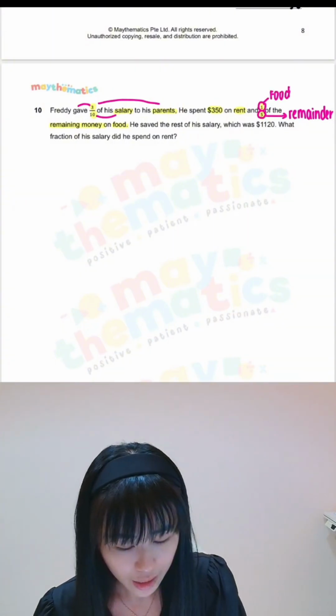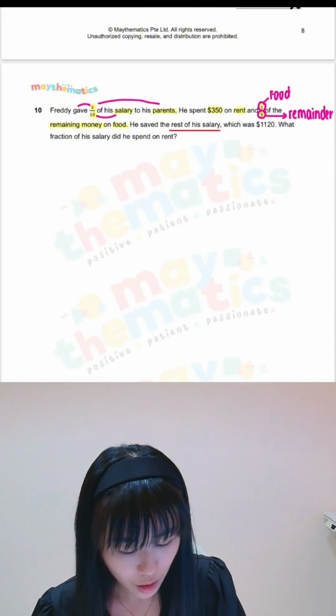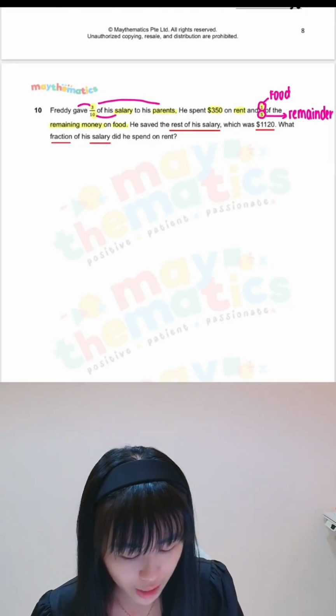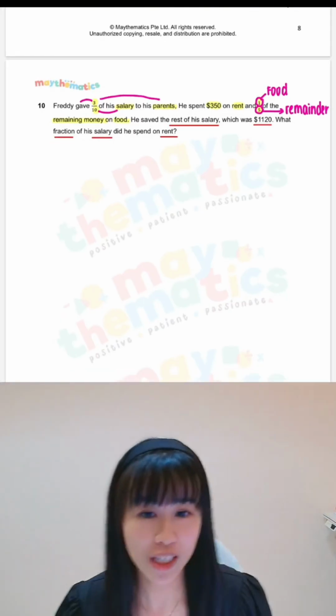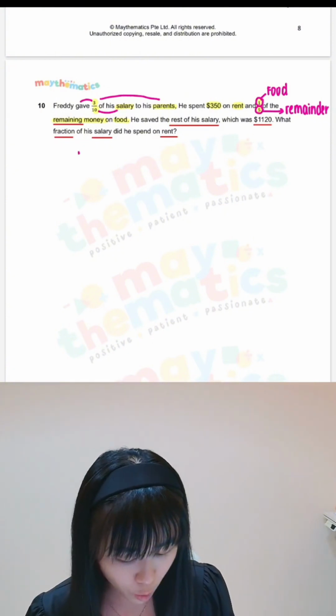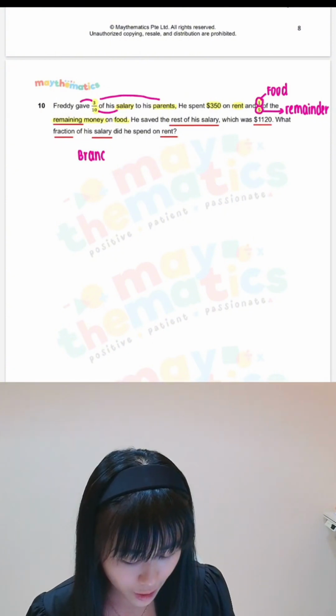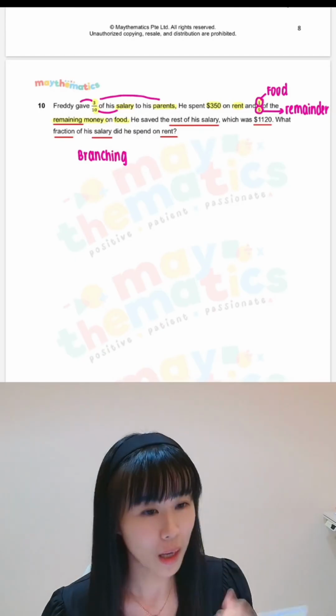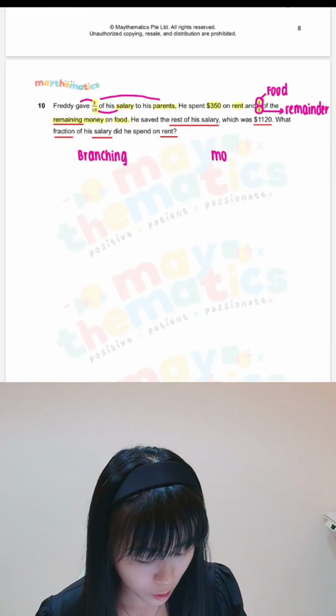Then he saved the rest of his salary, which was 1120. What fraction of the salary did he spend on the rent? Yes, we can do branching, because we see the keyword remaining. And then another one that we can do is model. Yes, very good, model.